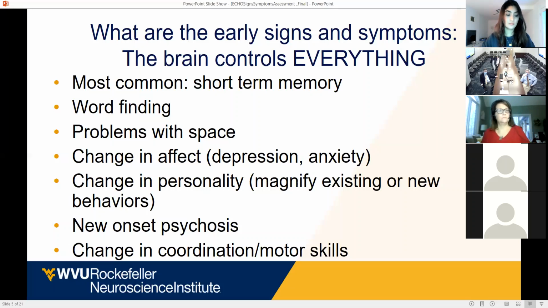And then finally, many people don't think about this, but changes with motor skills and coordination can also be an indicator of a degenerative condition. We think about Parkinson's disease. That is a neurodegenerative condition.